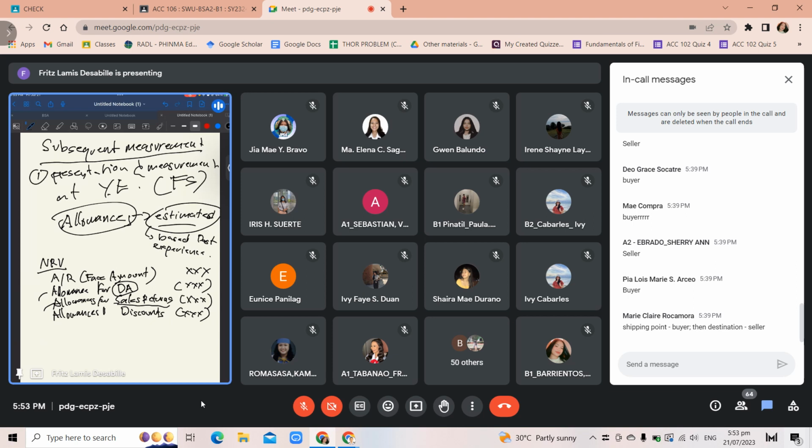Another allowance is allowance for freight charge. It is not as common, this allowance for freight charge. And this is how you compute what we call net realizable value.